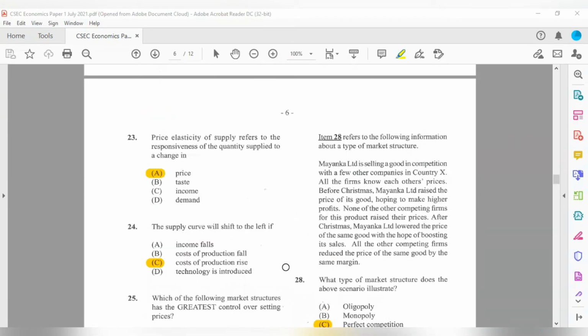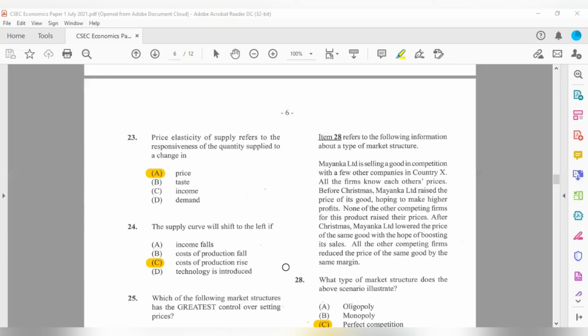Item 28 refers to the following information about the type of market structure. Ayanga LTD is selling a good in competition with a few other companies in country X. All the firms know each other's price. Before Christmas, Ayanga LTD raised the price of its good, hoping to make higher profits. None of the other competing firms for that product raised the price.